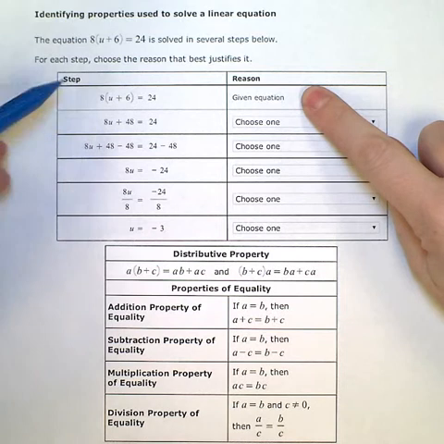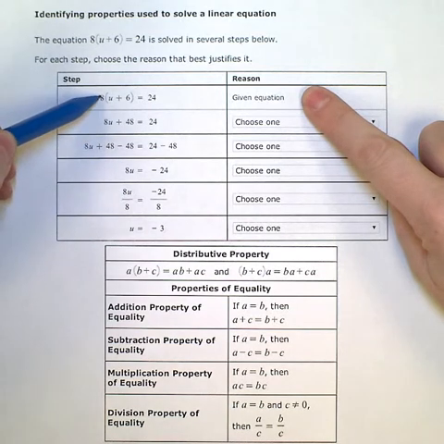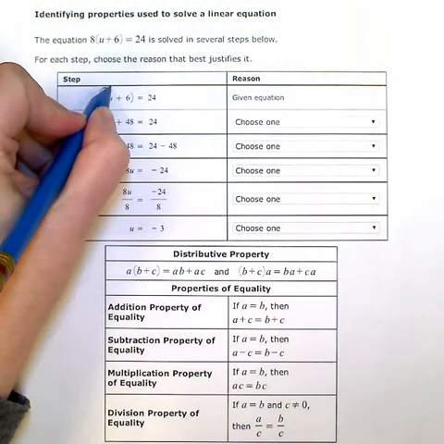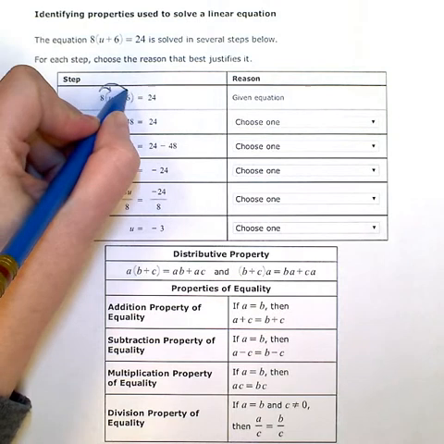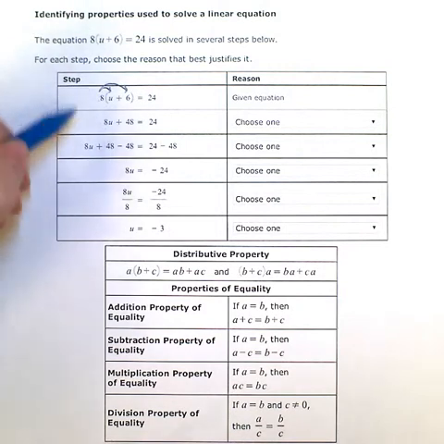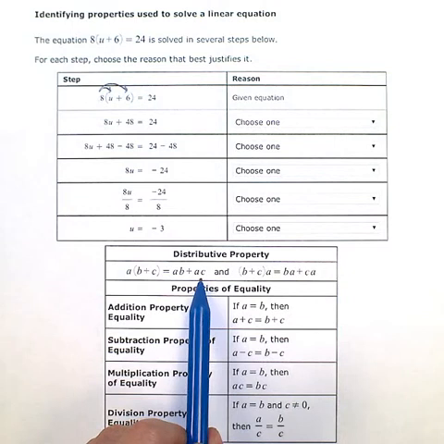Now I need to look at this next step and think, what did they do to get from here to here? I can see that they distributed the 8. So 8 times u gave me 8u plus 8 times 6 is 48 equals 24. I look down here at my properties and decide which one of these says that I can do that. That particular one is the distributive property.